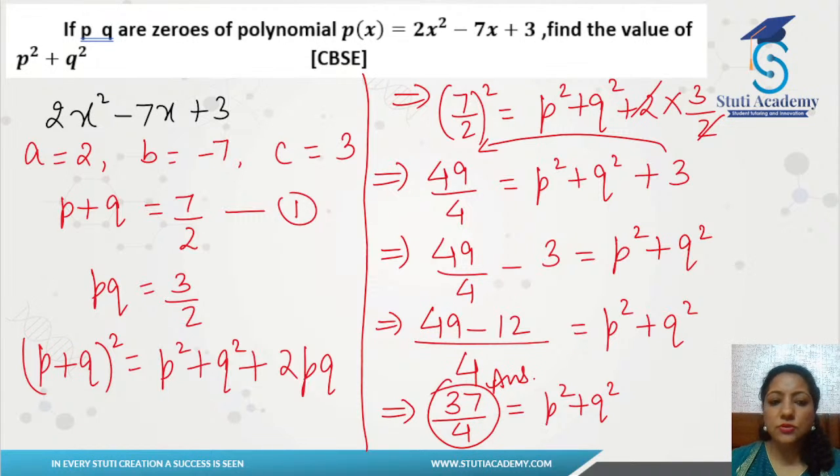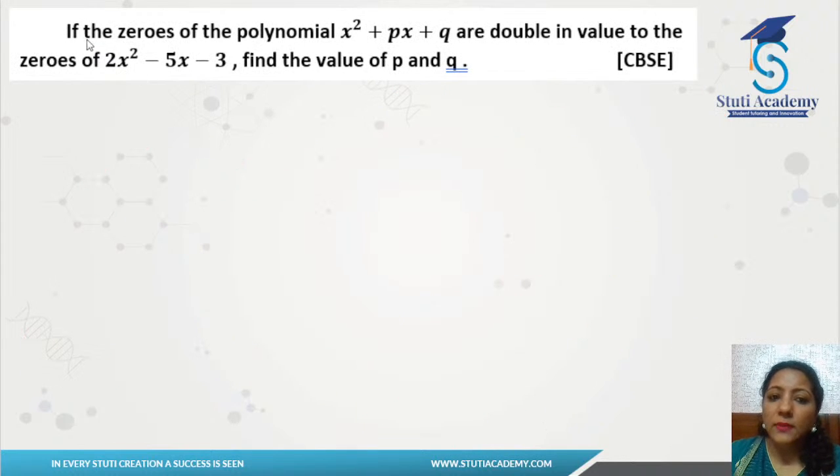Children, I hope you've understood this. Now let's discuss the next question. If the zeros of the polynomial x square plus px plus q are double in value to the zeros of 2x square minus 5x minus 3, find the value of p and q. Children, I'm repeating this question. If the zeros of this polynomial are double in value to the zeros of this.